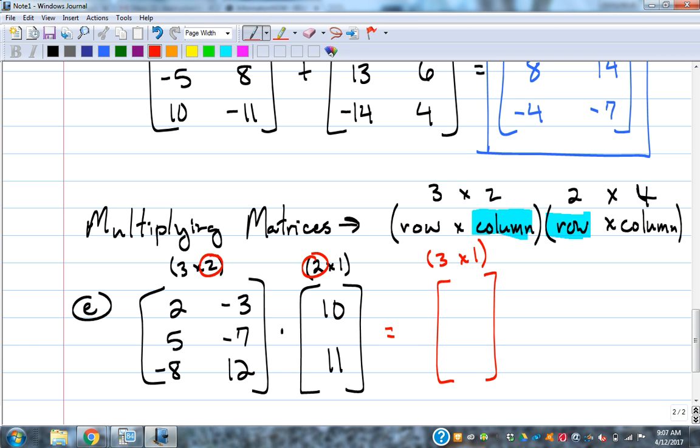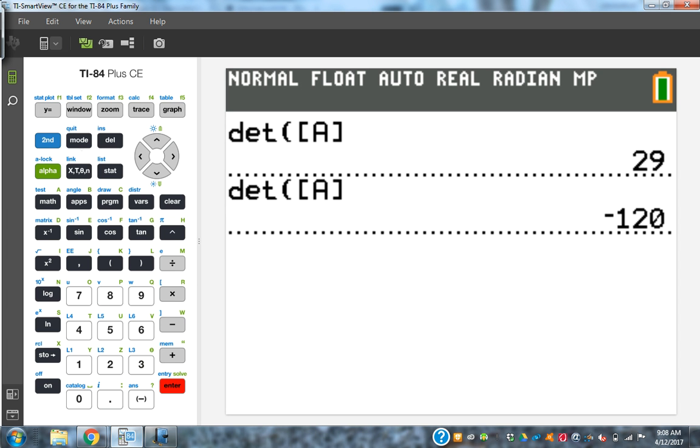And then negative 8 times 10 and 12 times 11, and that gets you the third spot, the 3 by 1. When they get bigger, it gets much longer, and each spot has several operations that you have to do. But I don't expect you to do this by hand. I expect you to do it with a calculator.